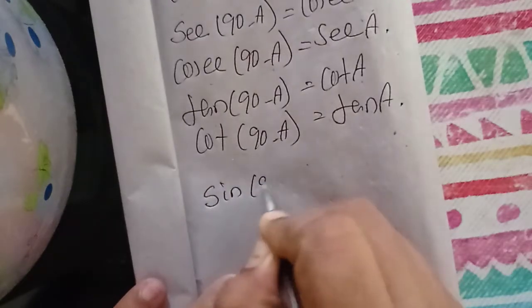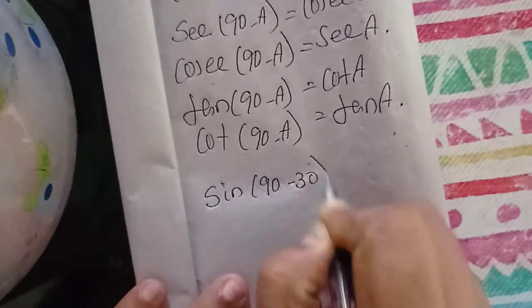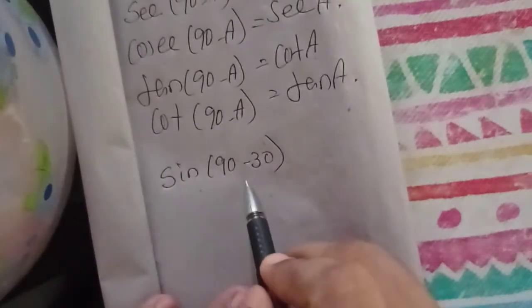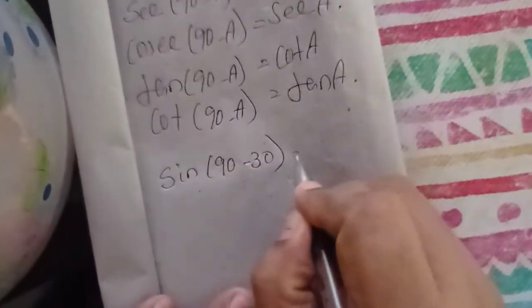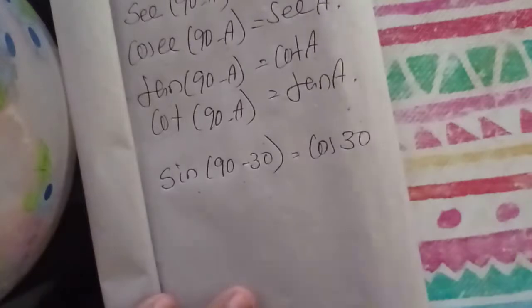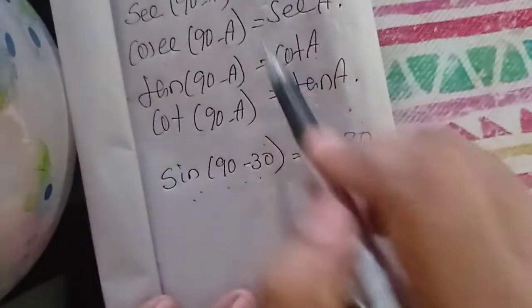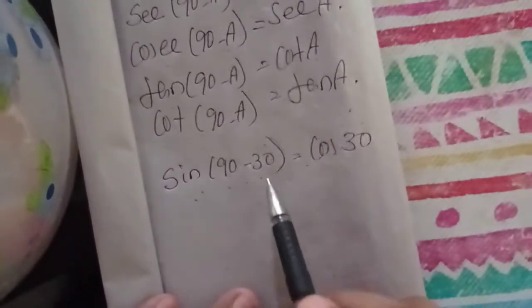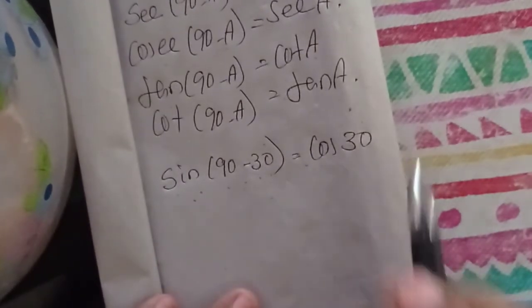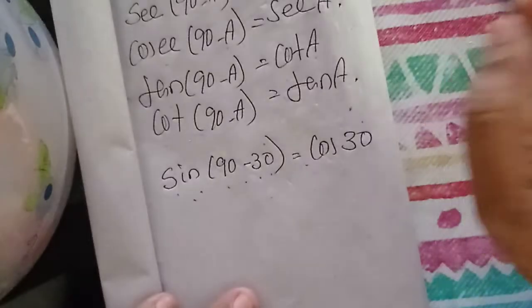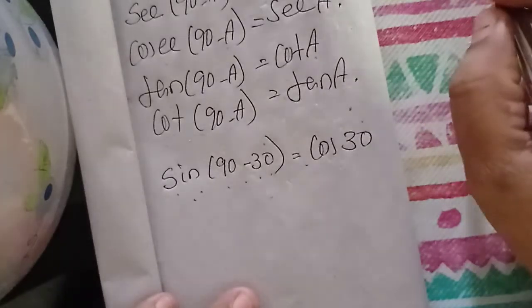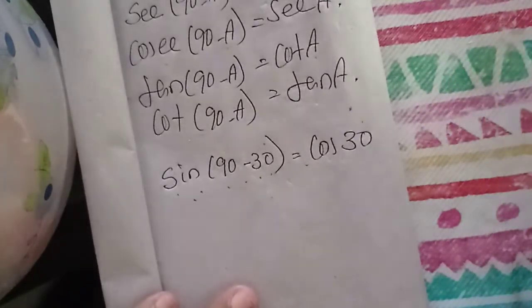Can you say what is sine 90 minus 30 according to this formula? That is cos 30, isn't it? Sine 90 minus 30, according to these complementary angles, is cos 30. Sine changes to cos, cos to sine, sec to cosec, cosec to sec, tan to cot, cot to tan.